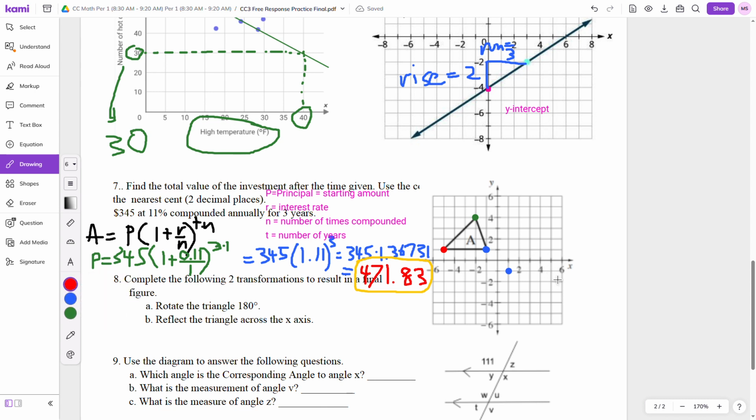And some of you have a good visual sense of how that would work. But that's how this is. And so I'm just going to connect those dots. And so that's the first transformation. Then I'm going to do the second transformation. And it says to reflect it across the x-axis.